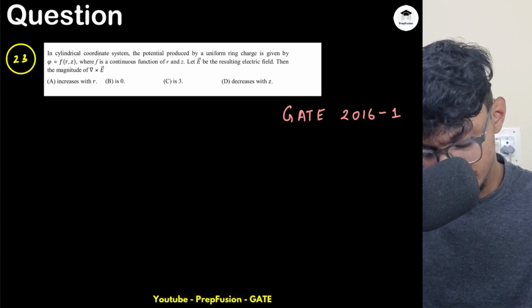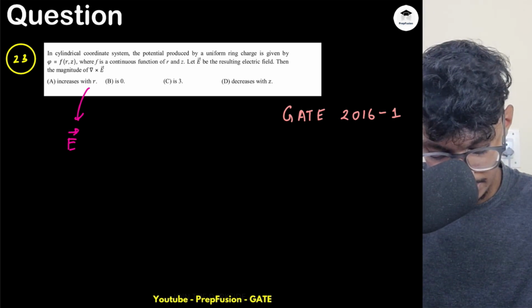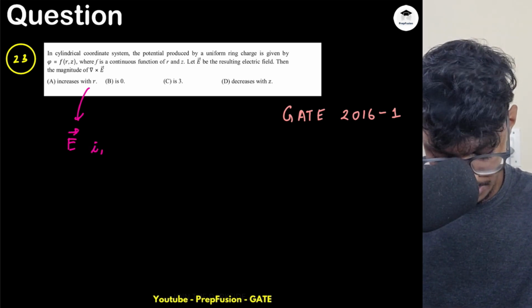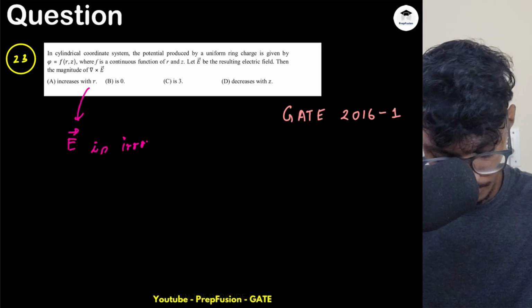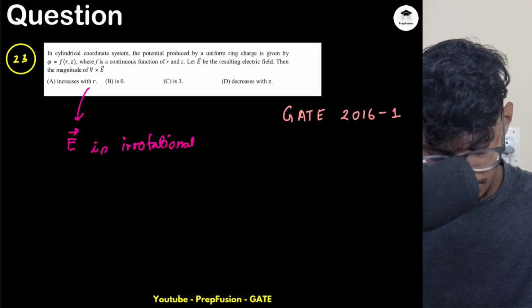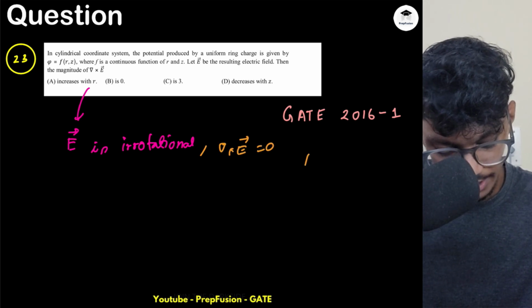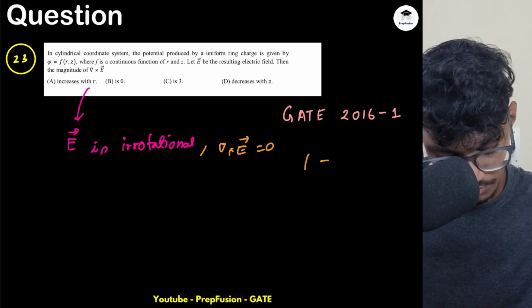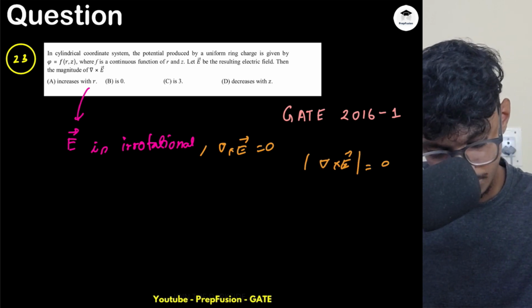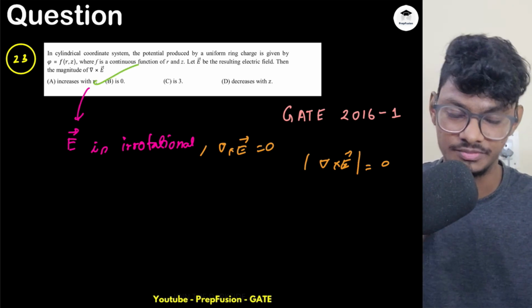I know, right? I have already told you that the property of electric field is that it is irrotational. If the electric field is irrotational, then del cross E will be 0. Hence the magnitude of del cross E will be simply 0. So option B will be correct. You don't have to even calculate anything. This is very simple. Option B will be correct.